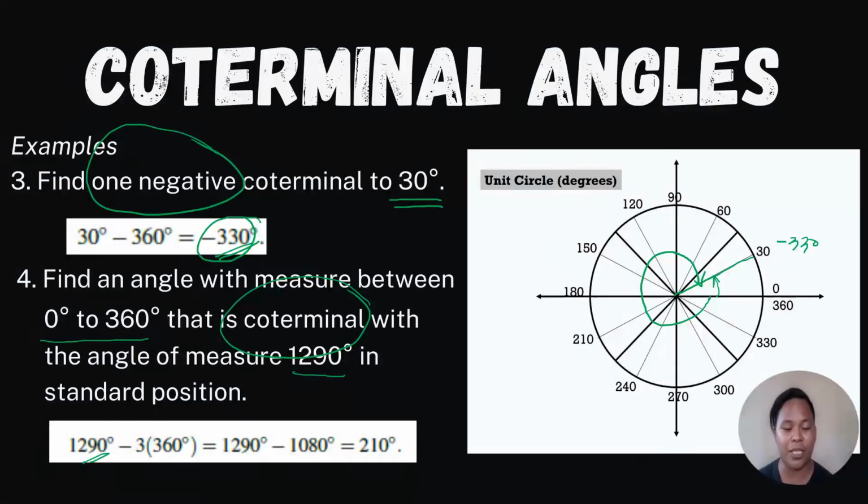And the multiple of 360 that is lower than 1,290 degrees is 1,080. And if we're going to subtract 1,080 from 1,290, the difference is 210. And this 210 is an angle that is coterminal with 1,290 degrees po.